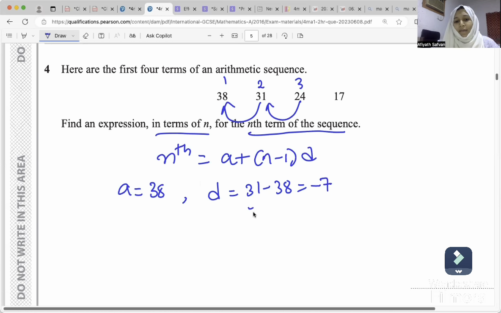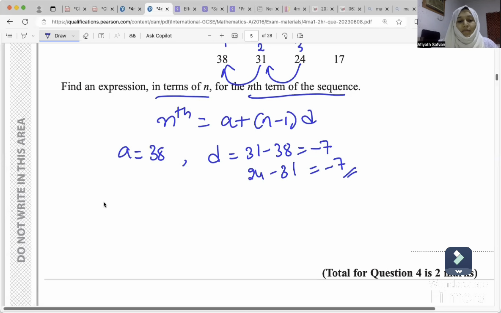Or you can also take it as 24 minus 31. It should give the same answer. 24 minus 31, which is again negative 7. Therefore, our d is going to be minus 7. Substitute in the formula. Therefore, the formula is a plus n minus 1 times d. a is going to be 38 plus n minus 1 times negative 7.